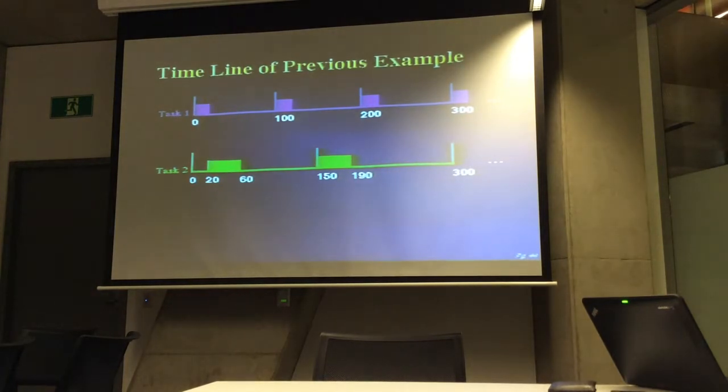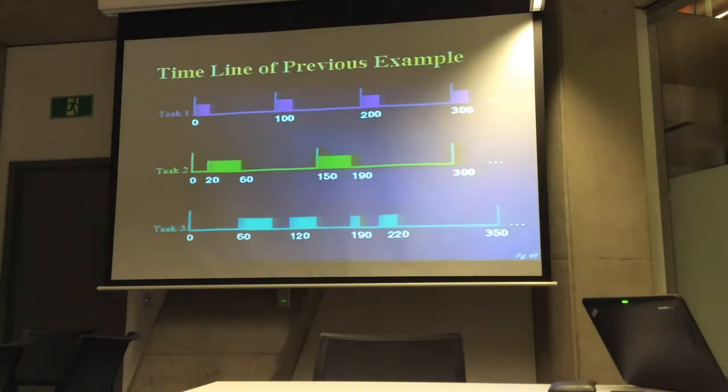There's time for it to run unbothered after task 1 has run. Task 3 starts to run at time equals 60, but can only get 40 units of its 100 units of execution time out of the way before task 1's next period starts, and task 1 gets priority.